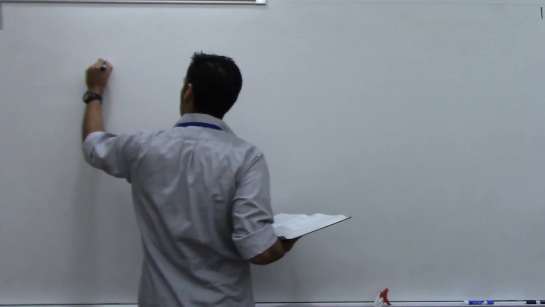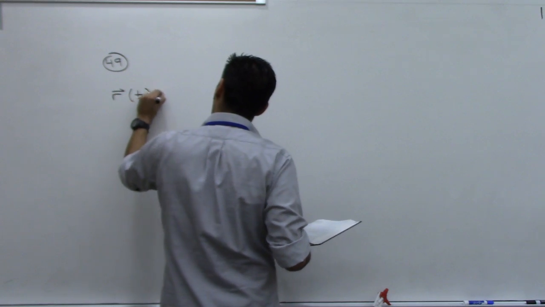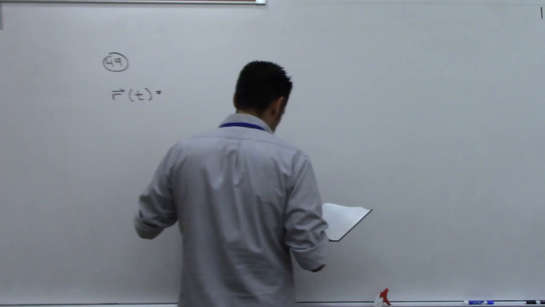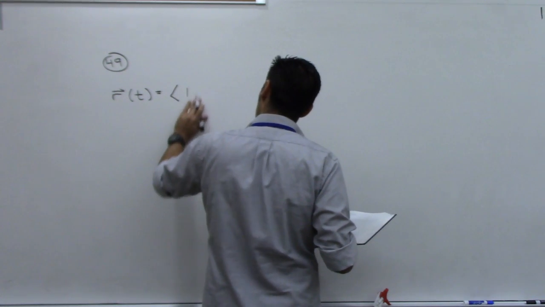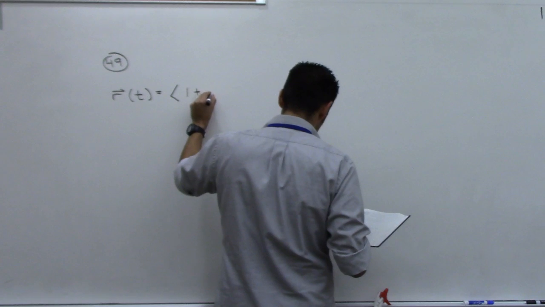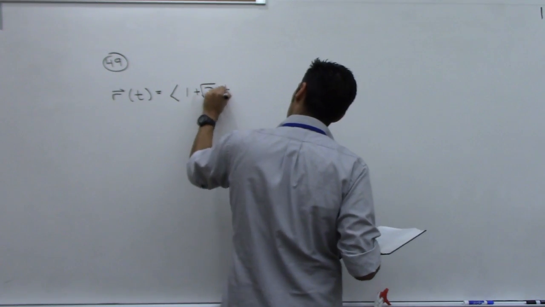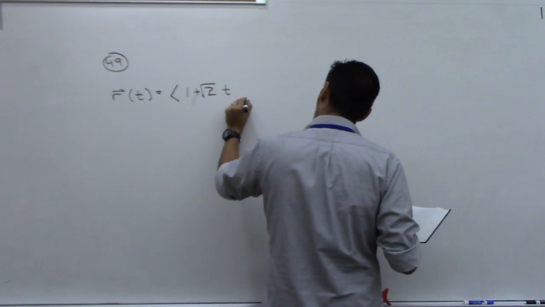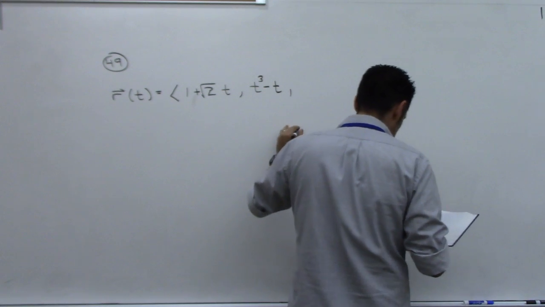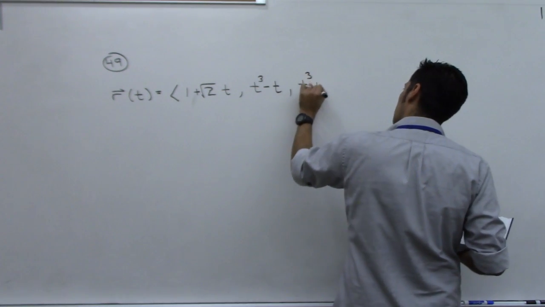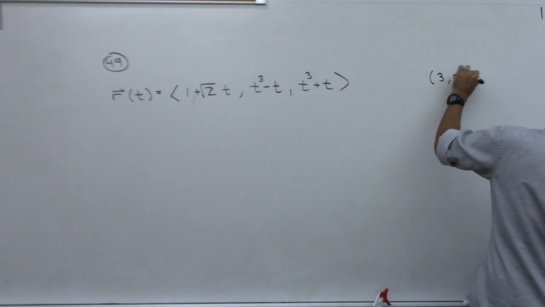So 49. They give you a vector function that has parametric equations, 1 plus root 2t. The y component is t cubed minus t. The z component is t cubed plus t. And we're looking at the point 3, 0, 2.